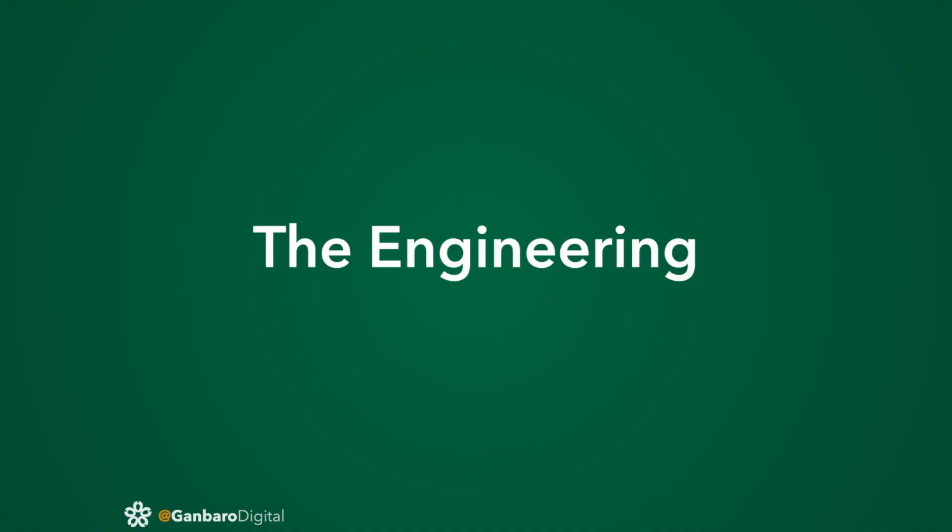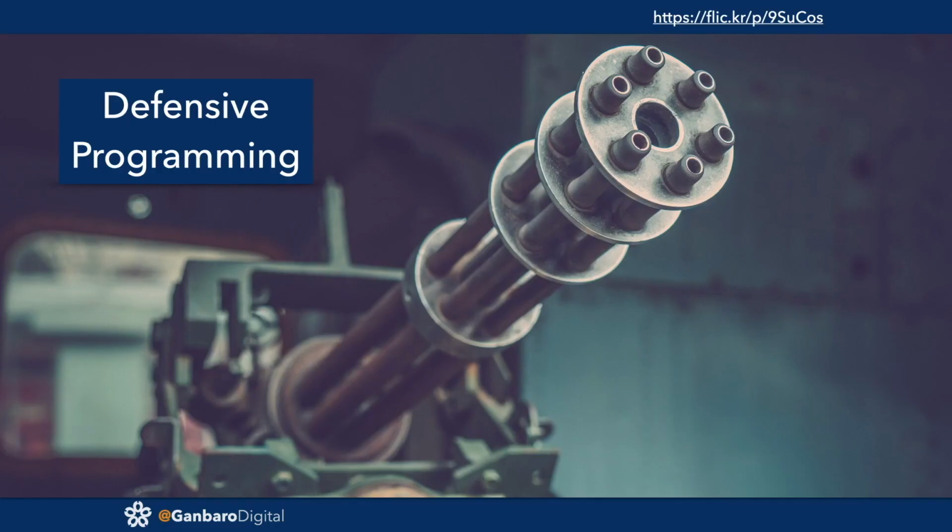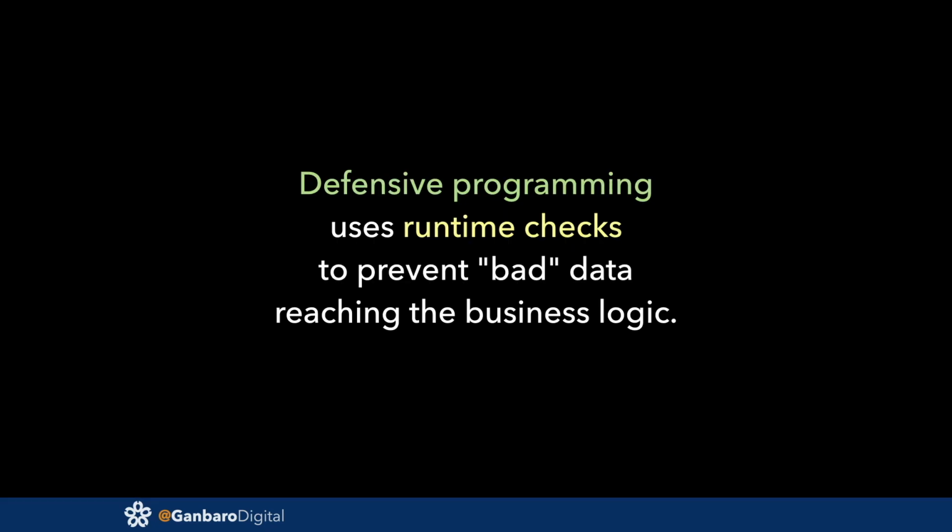So let's talk about this from a software engineering point of view. What is this input validation? Well, it's something we call defensive programming. Hopefully you've heard the term before. The whole idea of defensive programming is we want to make sure our business logic is only getting data that it can cope with. So we're adding runtime checks to do input validation. That's what we're doing, and that's what defensive programming is.